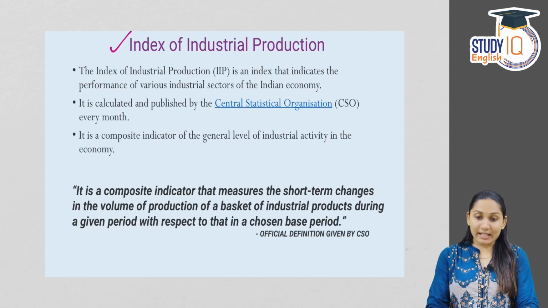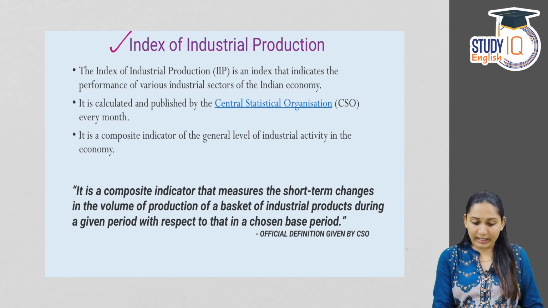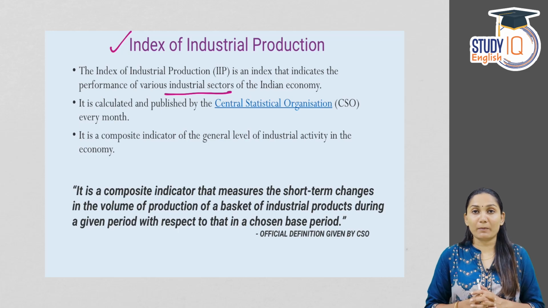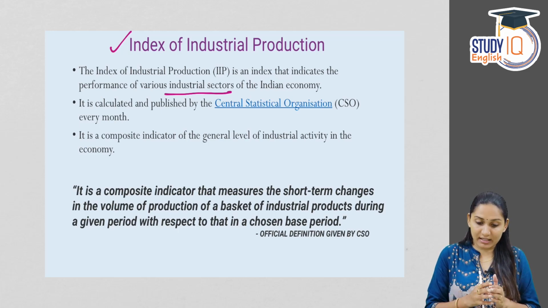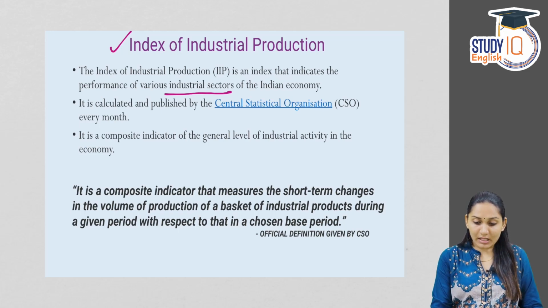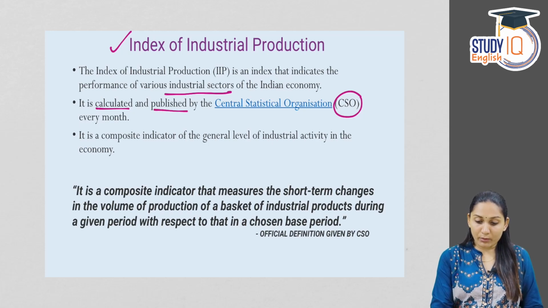So IIP is basically an index that measures or indicates the performance of various industrial sectors of the Indian economy. It measures the performance or the growth of various industrial sectors of the economy. It is published by CSO. It's calculated and published by the Central Statistical Organization. Now, what is IIP and who publishes IIP? These two things are very important.